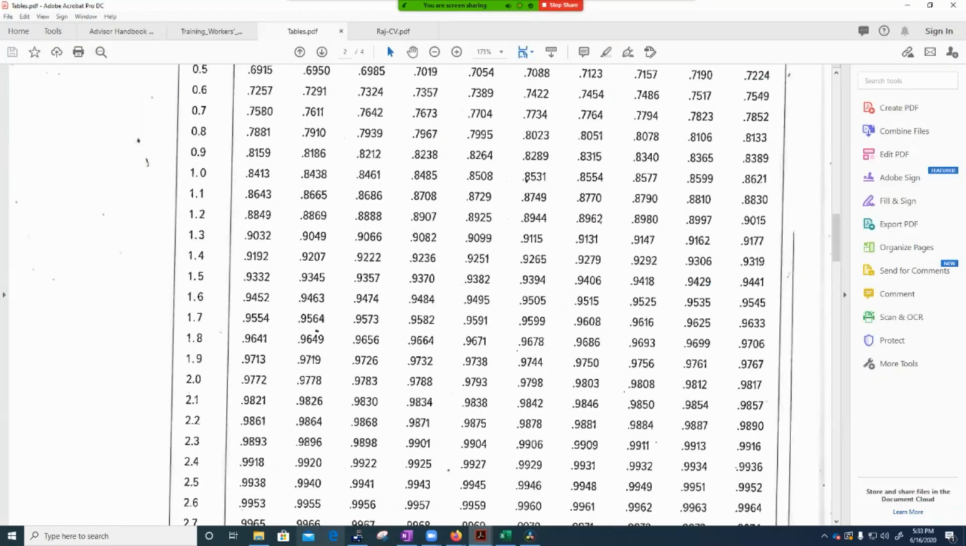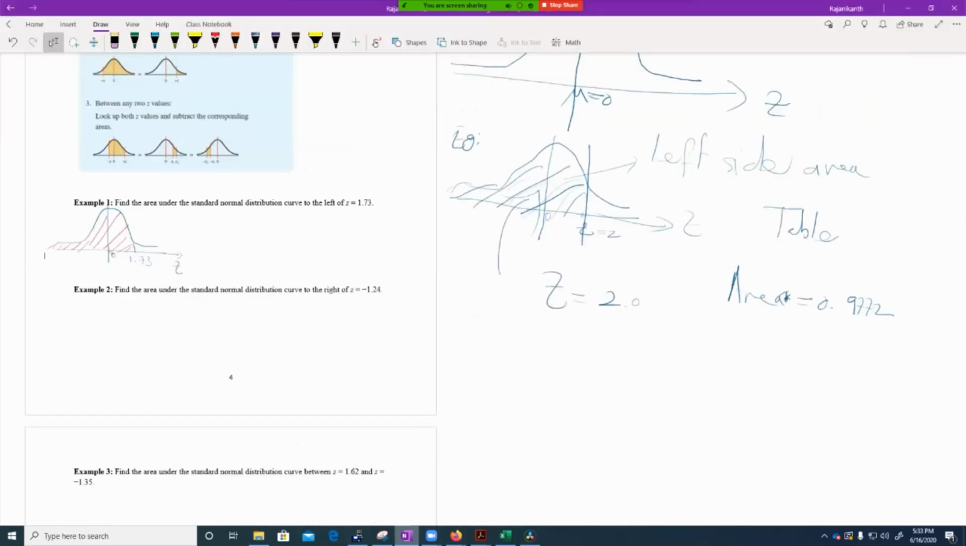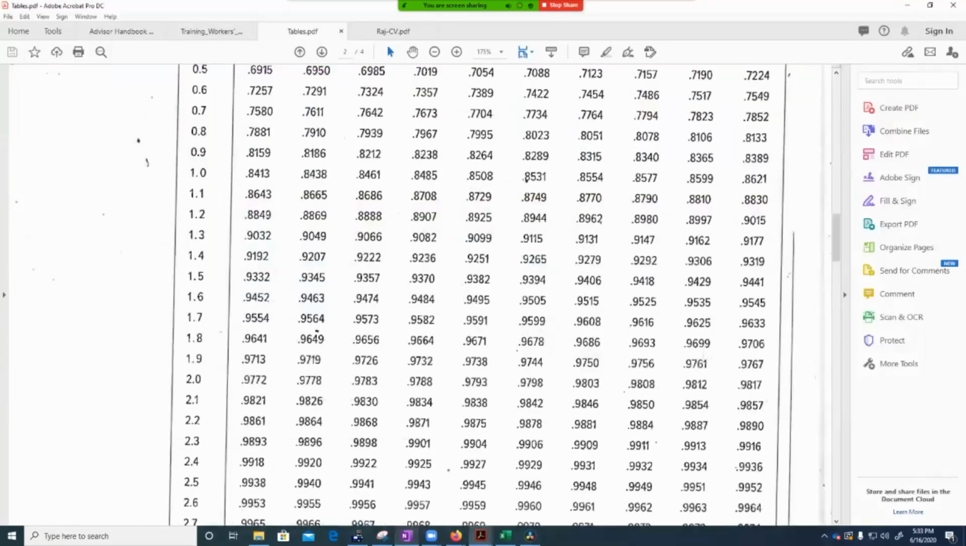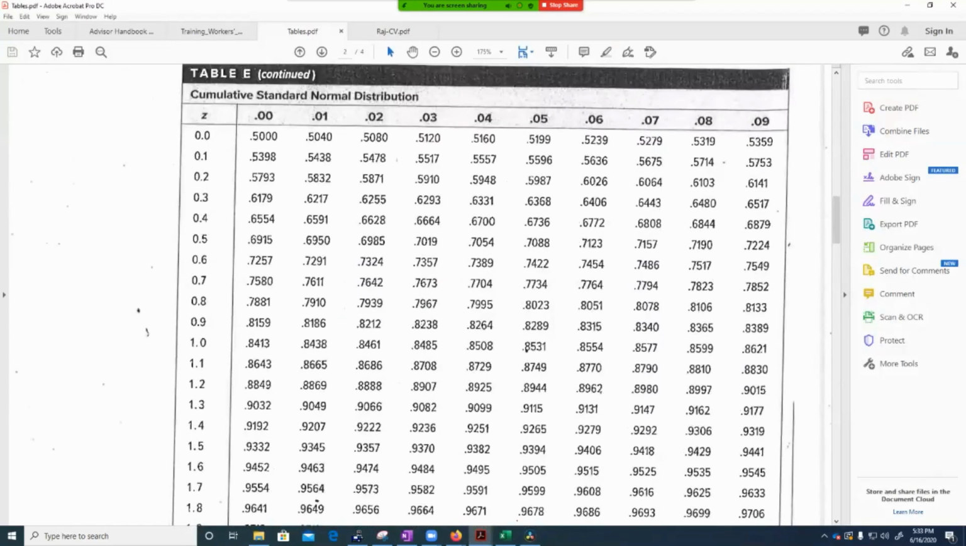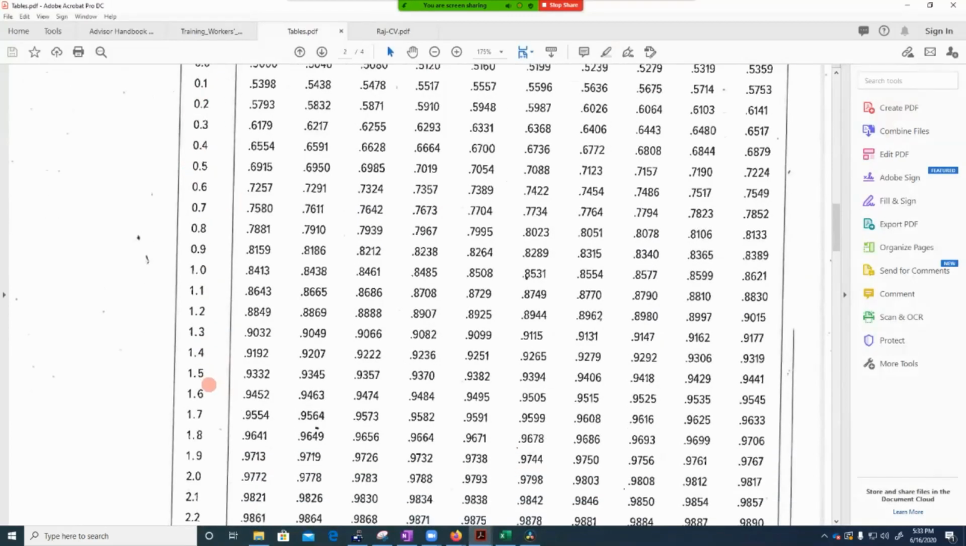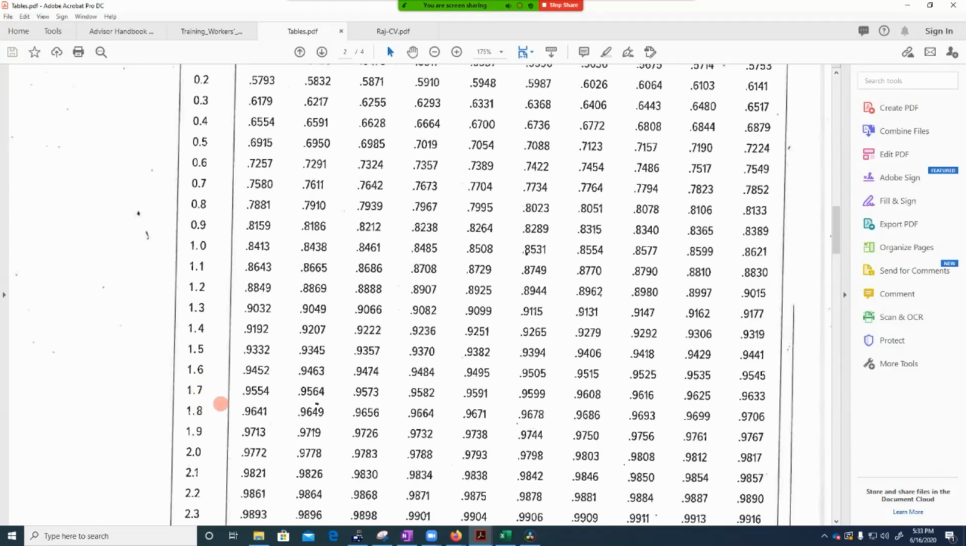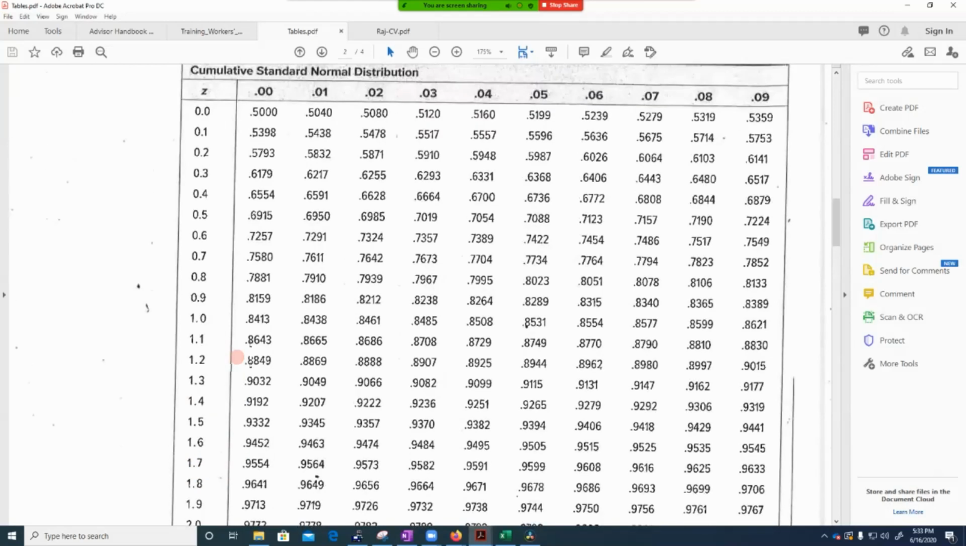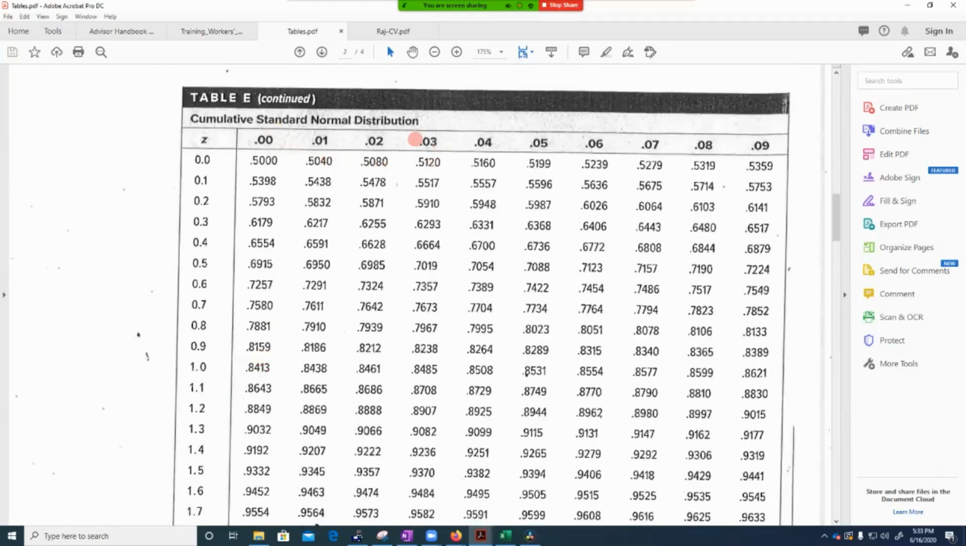So I'm using that table. Now my z value is 1.73. So we have to look for 1.73. Remember, if you look at the first column, you will see 1.7, but the remaining 3 will be in the second decimal point. So it's going to be 0.03. It is in my fourth column.